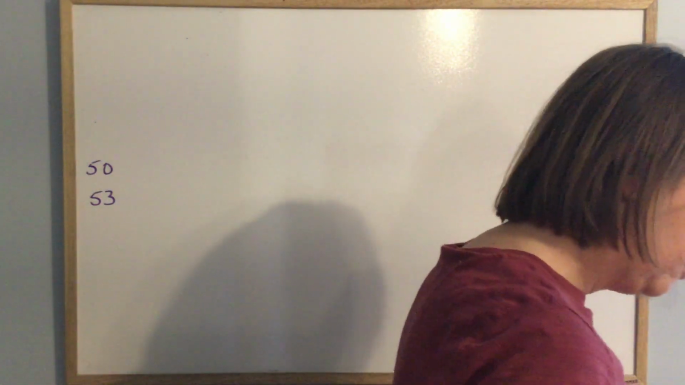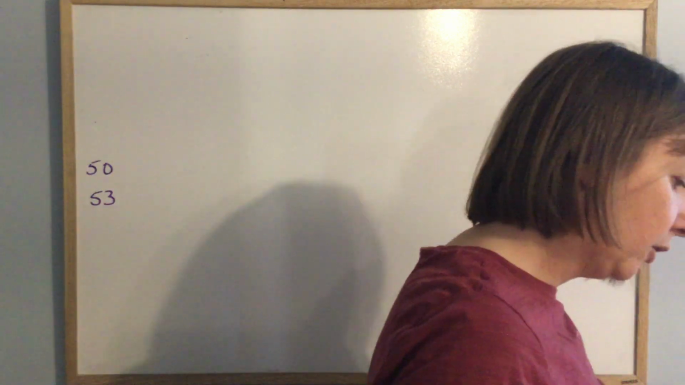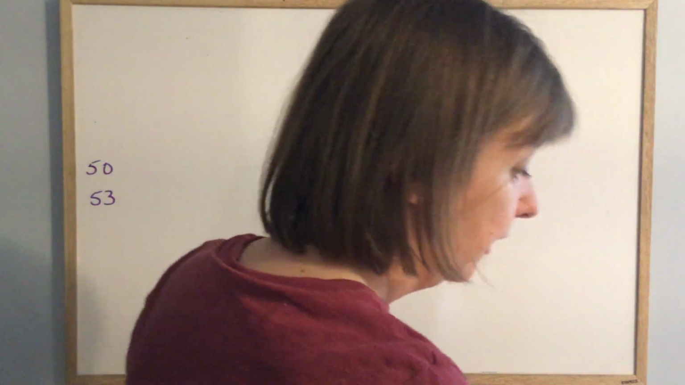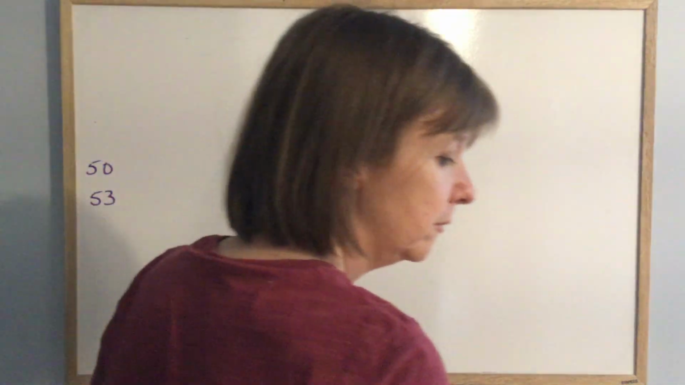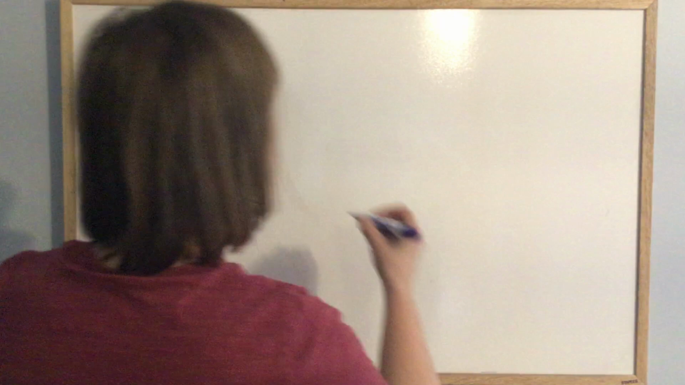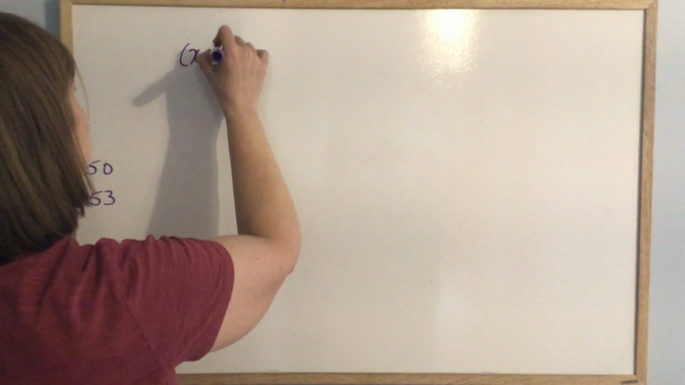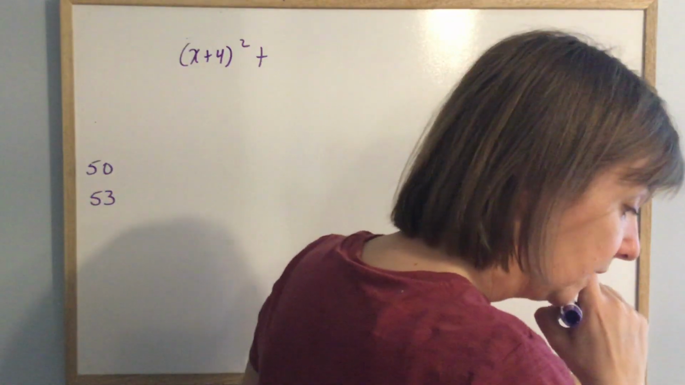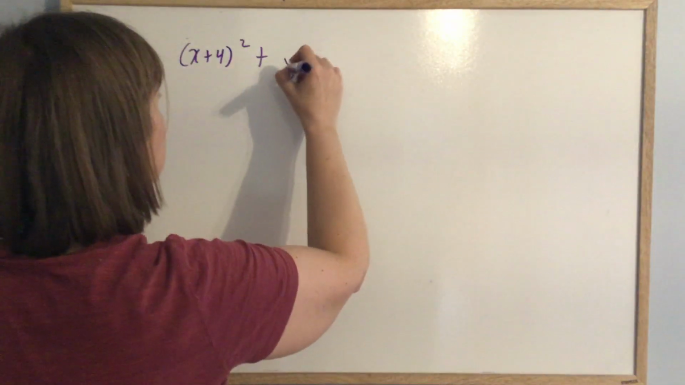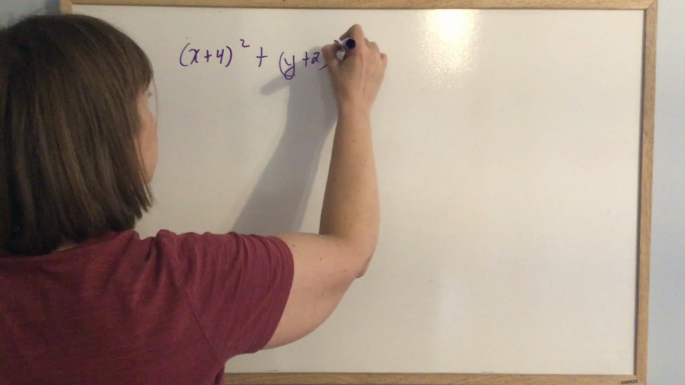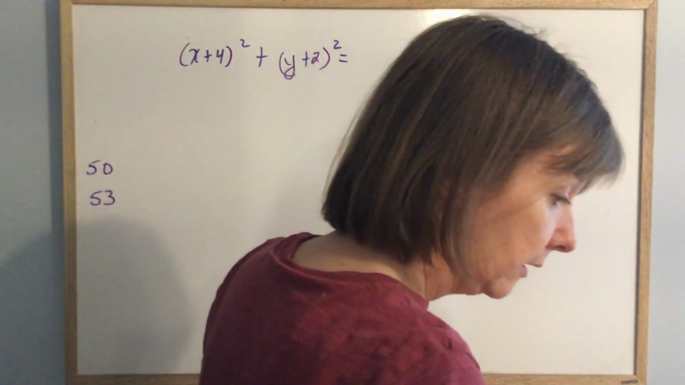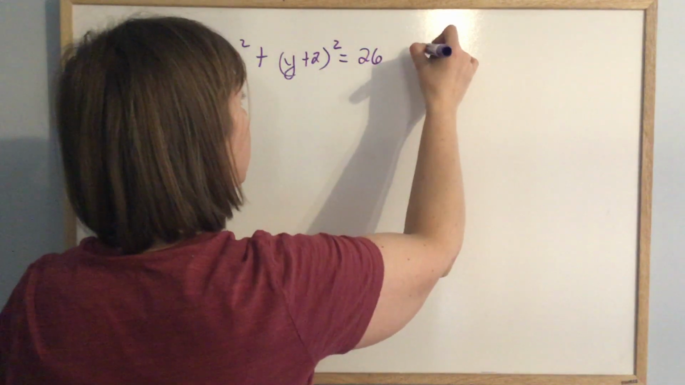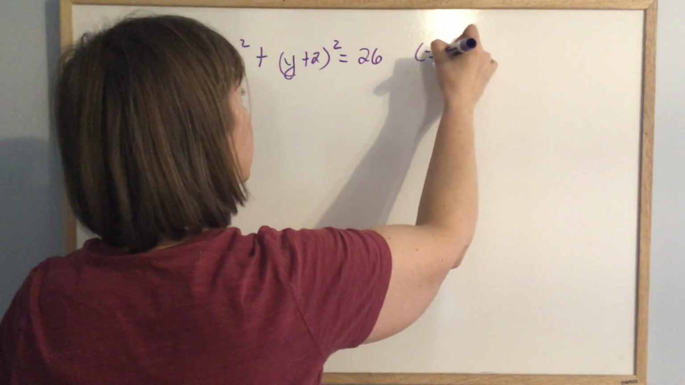Okay, 50 says for each circle, write an equation of the tangent at the given point. So for 50, they listen so well. Can you still hear them? x plus 4 squared plus y plus 2 squared equals 26 at the point -3 and 3.